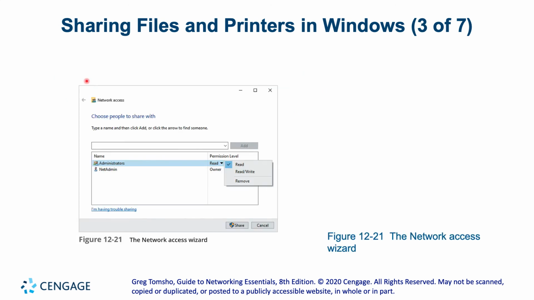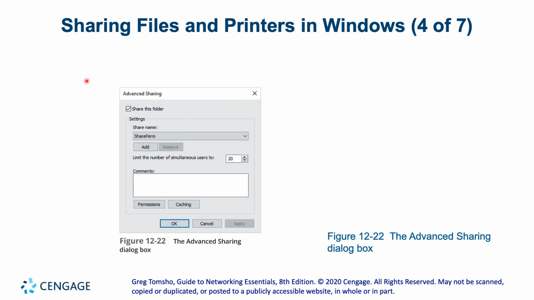So here's a picture of me setting the permissions using the network access wizard. I'm sharing a file or a folder, and then I can pull down and notice I only have a few permissions: read and write, or owner. That network access wizard kind of helps you to figure out what permissions to use.